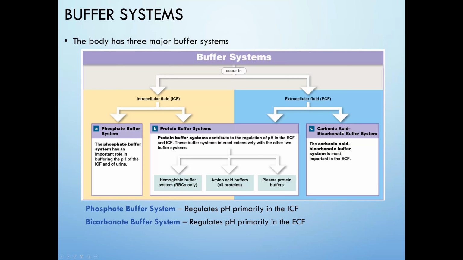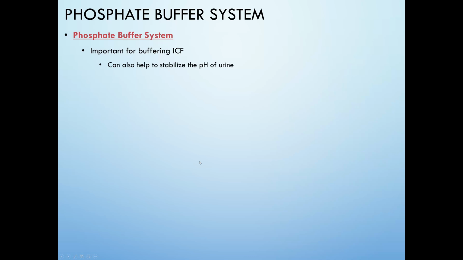So let's look at the phosphate buffer system first. The phosphate buffer system, as we just said, is important for buffering the intracellular fluid. It can also be used to stabilize the pH of the urine produced in the kidneys, but we're not going to go into a lot of detail with that in this chapter. And although you do have the phosphate buffer system present in the ECF, its role is superseded by the bicarbonate buffer system because you have much more bicarbonate ions than you have phosphate ions in your ECF.